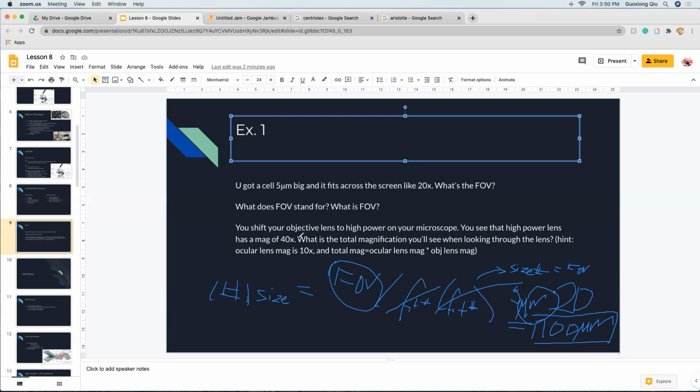Anyway, what does FOV stand for? Well, field of view, the width or the diameter of what you see when you look through a microscope.